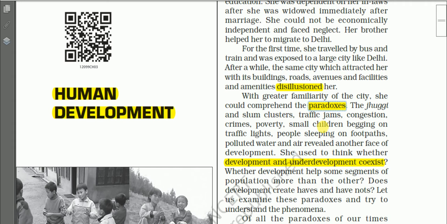With greater familiarity of the city, she could comprehend the paradoxes. So, after familiarizing herself with the city, after having known about the condition of cities, Rekha could comprehend the paradoxes. So, what do you mean by paradoxes?